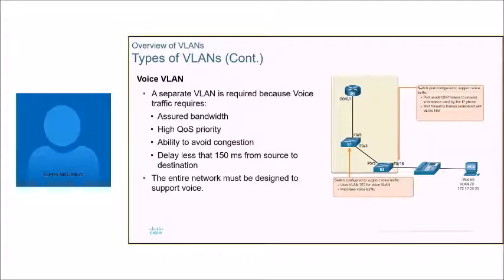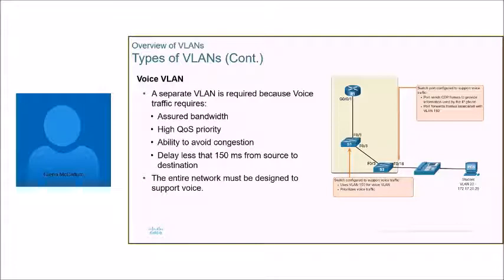And another type of VLAN is a voice VLAN. A separate VLAN is required because voice traffic requires assured bandwidth, high quality service priority, ability to avoid congestion, and delay less than 150 milliseconds from source to destination. The entire network must be designed to support voice.